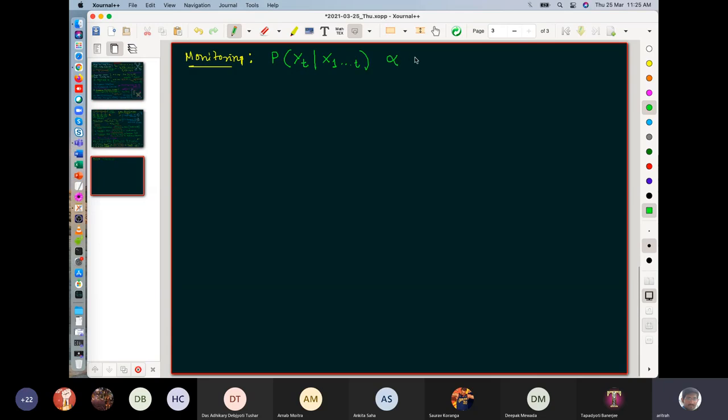According to Bayes theorem, you can easily see this can be modeled as the probability of xt given yt comma x1 up to t minus 1, into the probability of yt given x1 to t minus 1. So I am just using Bayes theorem. In the first step I use the Bayes theorem, nothing else.